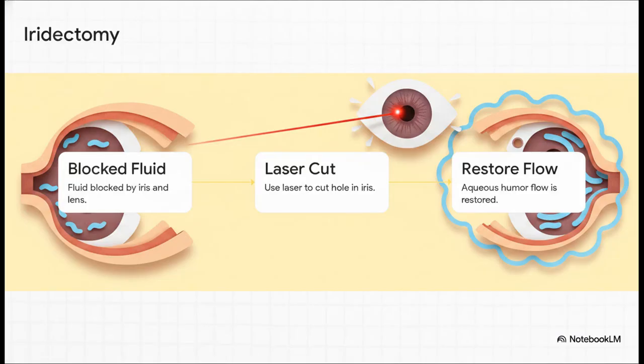Well, sometimes the iris and the lens are just pinched too close together, blocking the fluid. Enter the iridectomy. Surgeons essentially install a pressure release valve. In the past, they used scissors, yikes, but today they just fire a highly precise laser to punch a microscopic hole straight through the iris. Boom. Aqueous flow is instantly restored and the pressure drops.